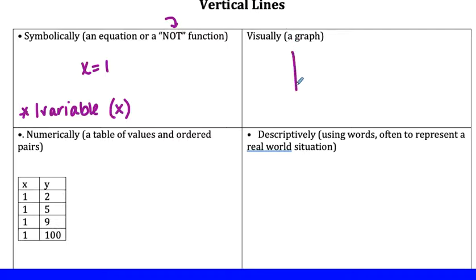And visually, we know that if we were to graph that on the coordinate plane, x, y, a vertical line is going to go straight up and down, and this one would go through the number 1. And that would be x equals 1. So that's a visual way to see the graph.